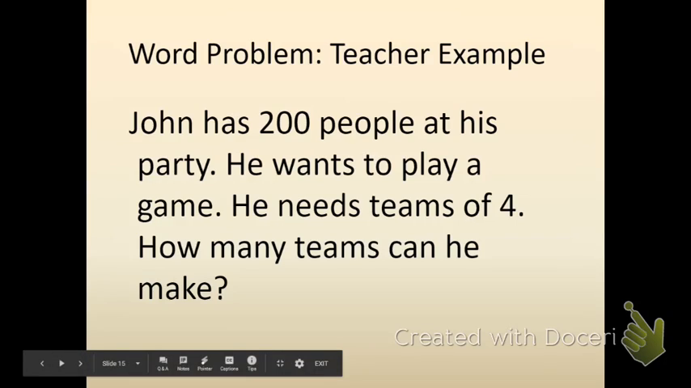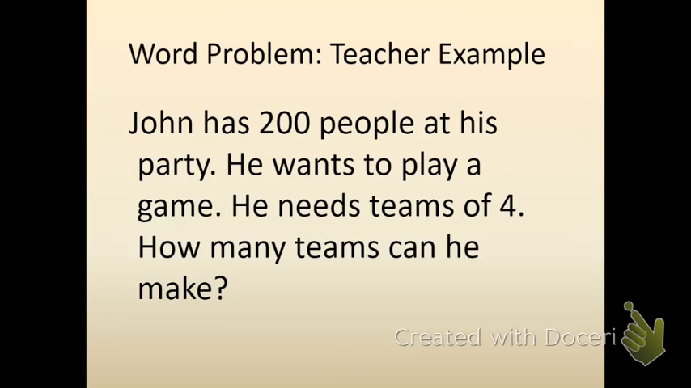So let's look at this example. This is not in your notes, so we're just going to talk about it for a second. So we have John. He's got 200 people at his party. He wants to play a game. He needs teams of 4. How many teams can he make? Now, I know that this is a very easy word problem. But what I want to talk about is how have and want applies to this word problem.